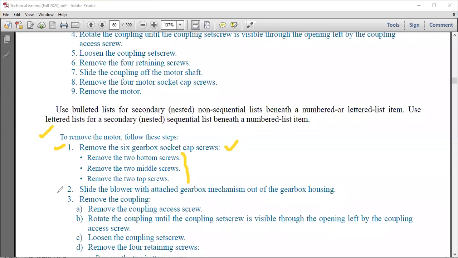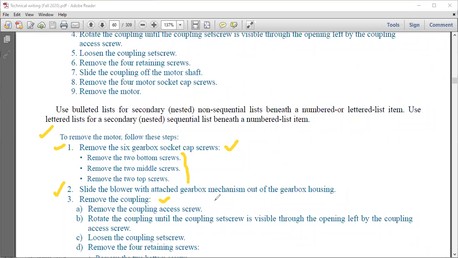Then number two, this is the second step, because this is sequential. That's why they have numbered it, or used a number for that. Then number three, this is also an important step.